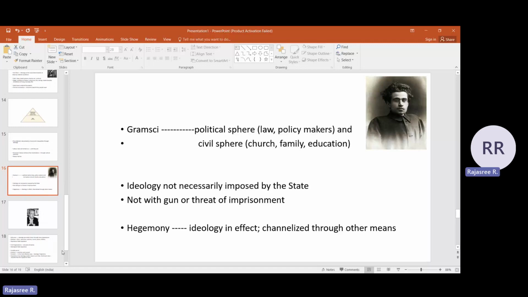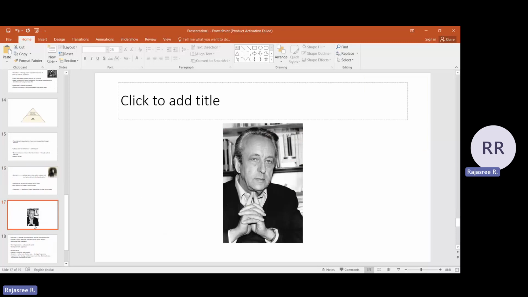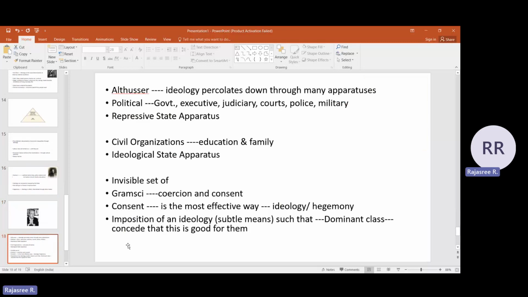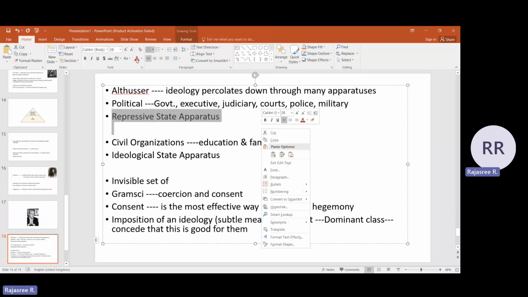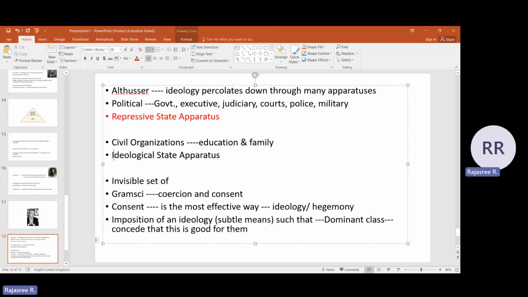So Gramsci says hegemony is ideology in effect, but it's the nexus of all the material ideological instruments through which dominant classes maintain their power. So hegemony of the dominant class is maintained through coercion and consent. That is what Louis Althusser pointed out. He said, yes, this happens, but at two levels. He spoke of repressive state apparatus and ideological state apparatus.